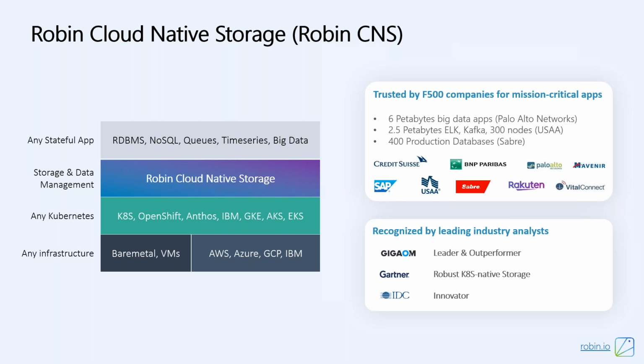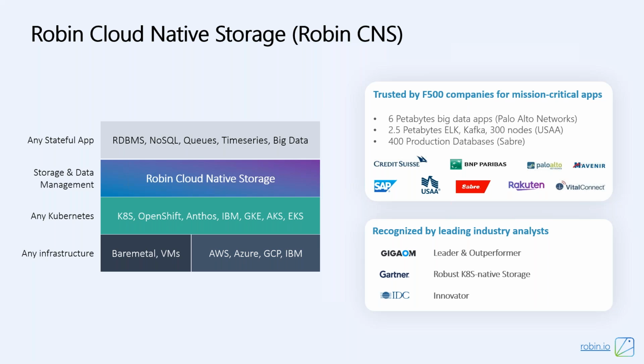And this is where Robin Cloudnative Storage comes in, right? So it is a Cloudnative storage stack, which means this is not an external storage system that you connect to Kubernetes. This is a standard Kubernetes operator, which you will install on Kubernetes. And then it creates a SAN-like experience right on top of the Kubernetes cluster, right?